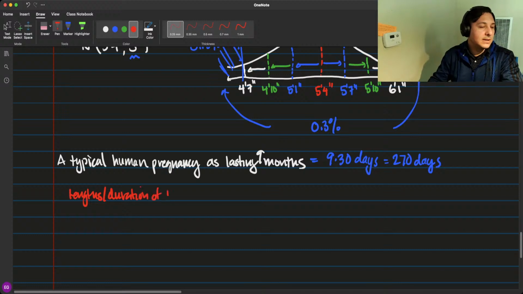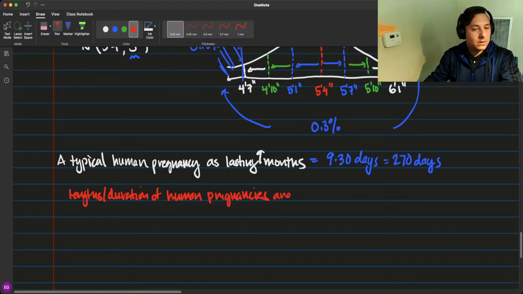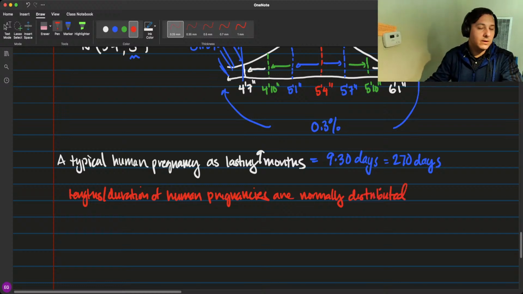But interesting fact, the duration of human pregnancies follow a normal distribution. So they're normally distributed.